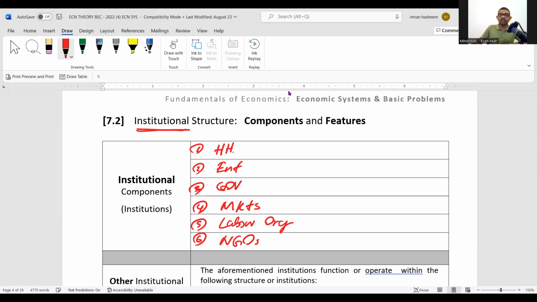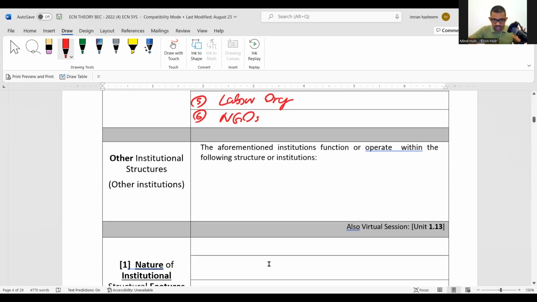NGOs, non-government organizations. So these are the standard 6 institutions, the components you find within any economic system of the world. America, capitalism, socialism, market economy, command economy, mixed economy, whatever, right? Apart from a traditional economy, you find these 6 institutions. You need to know them. The moment we say institutions, quickly you need to know the 6. Very simple, right? Still book closed.